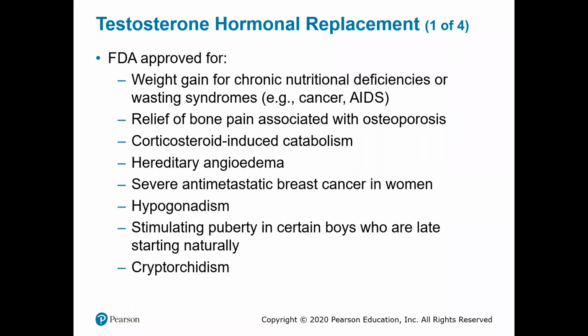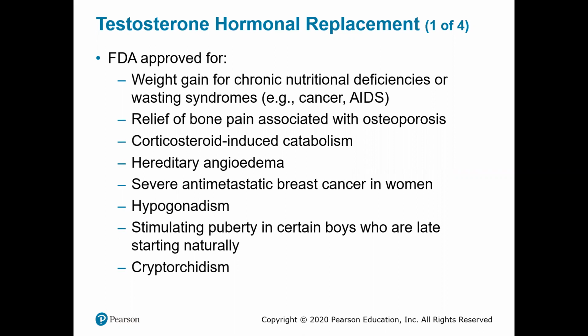All right, and I'm picking back up at testosterone hormonal replacement. This begins at textbook page 545. So the FDA has approved testosterone hormone replacement, or THR, for weight gain for chronic nutritional deficiencies or wasting syndromes such as cancer or AIDS.